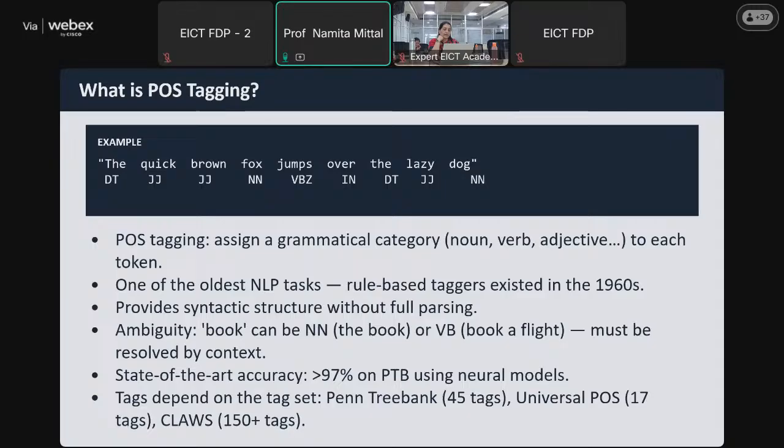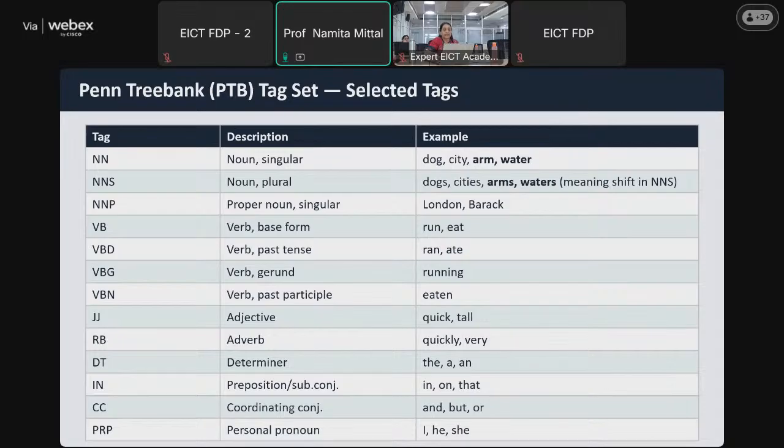State of the art accuracy is more than 90% on the Penn Treebank using neural models. The tag depends on the tag set. Like Penn Treebank has 45 tags available. Universal Part of Speech, that is again a dataset, has 17 tags. CLAWS is also the name of a tagset, that is 150 plus tags. So according to their need, everything has been tagged under this. So this is the Penn Treebank. I consider this state of the art. So taking the example of that.